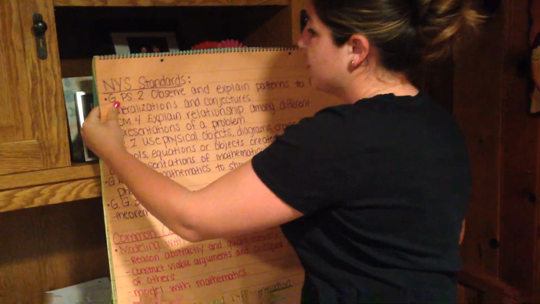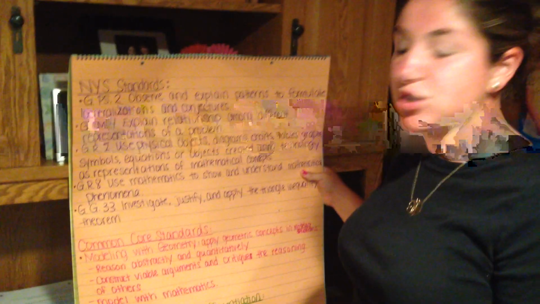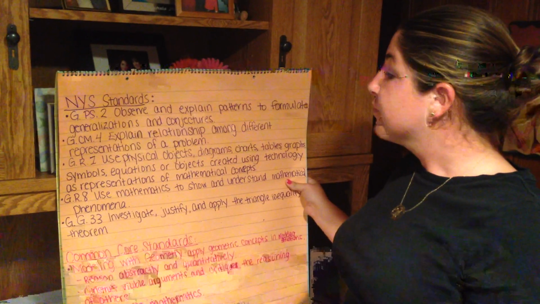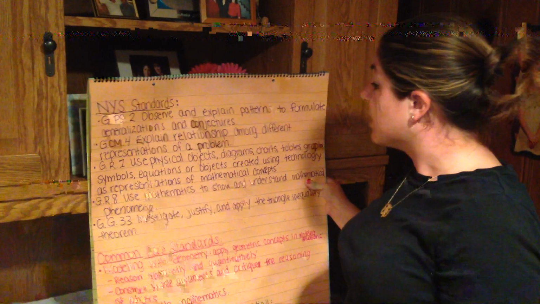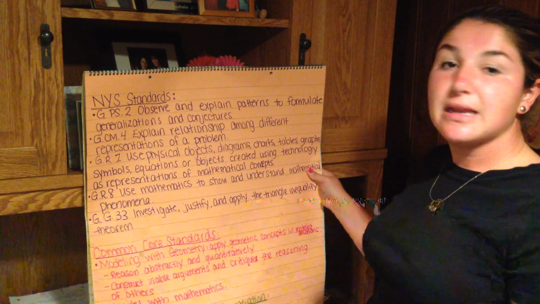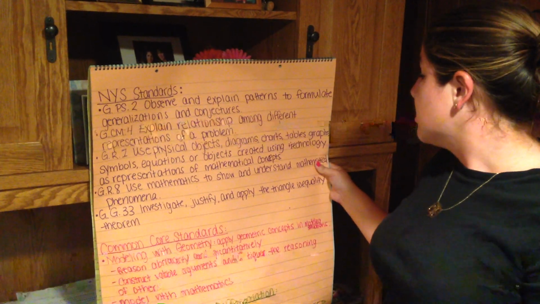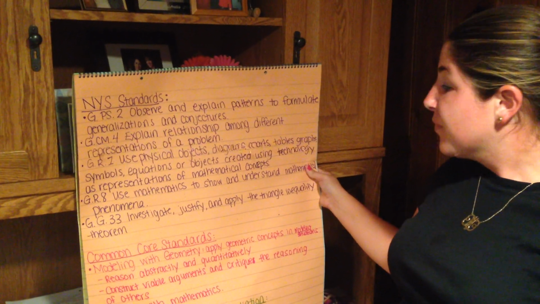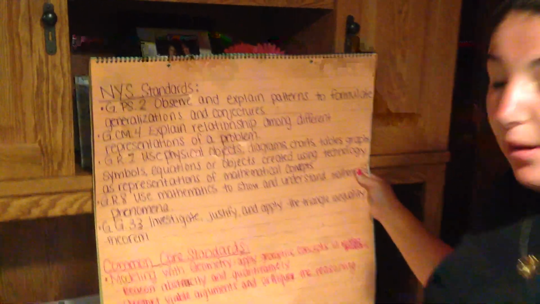The standards addressed include New York State and Common Core standards. So the New York State standards are observe and explain patterns to formulate generalizations and conjectures, explain the relationship among different representations, use physical objects, diagrams, charts, tables, graphs, symbols, equations, or objects created using technology as representations of mathematical concepts, use mathematics to show and understand mathematical phenomena, and investigate, justify, and apply the triangle inequality theorem.